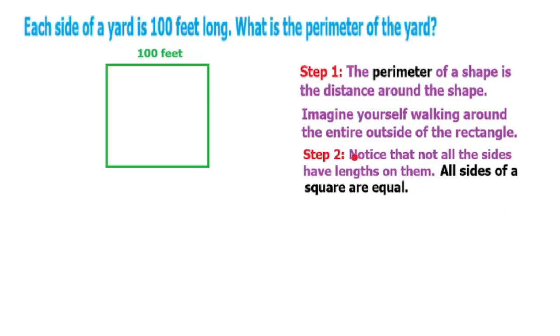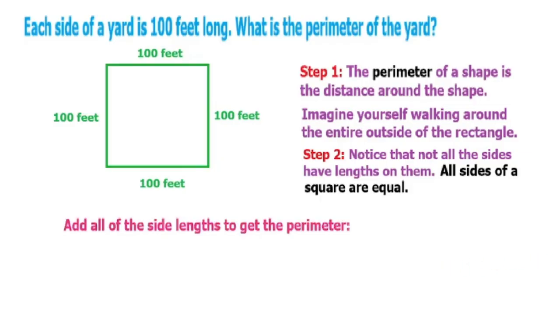The next step is to notice that not all the sides have lengths on them. And you need to know that all sides of a square are equal. Okay, so a square has all equal sides. So we could just put in 100 feet for all of these because we know this one is the same as this one, which is the same as this one, which is the same as this one, because it is a square. And as well, it tells us here in the problem, each side of a yard is 100 feet long.